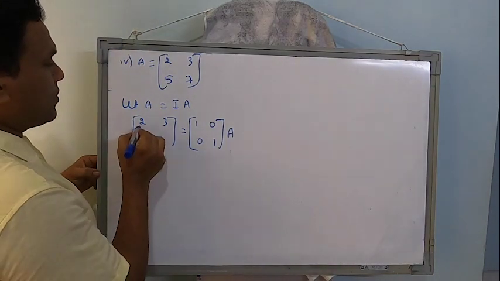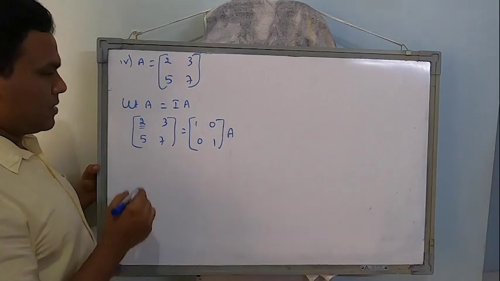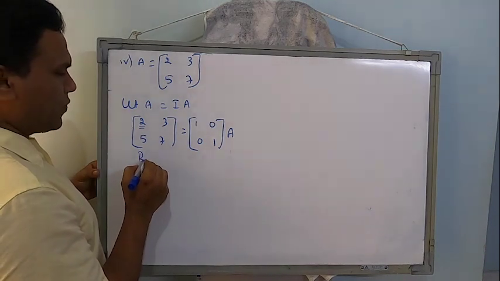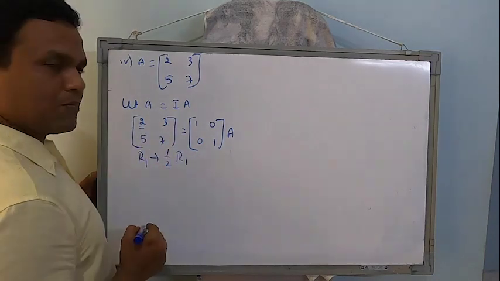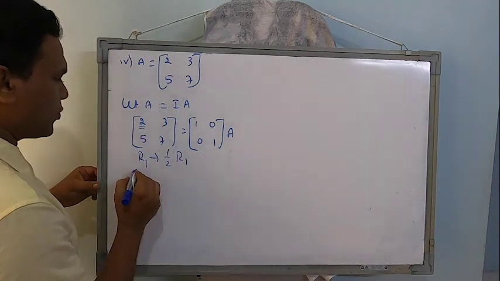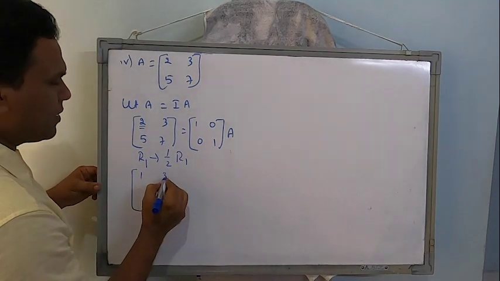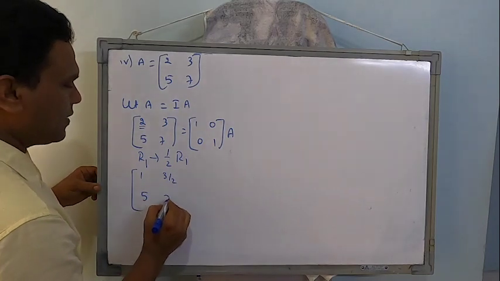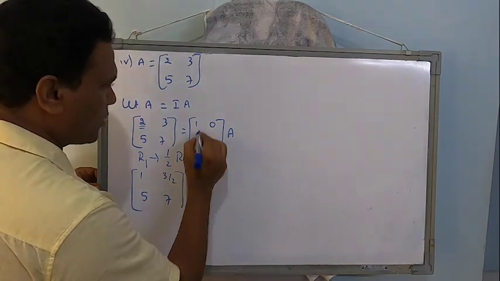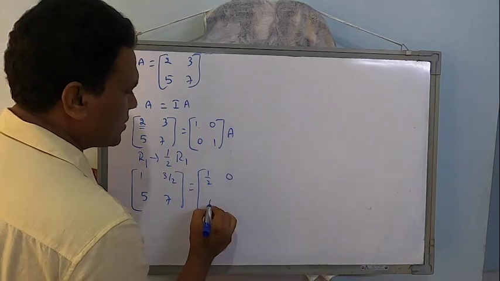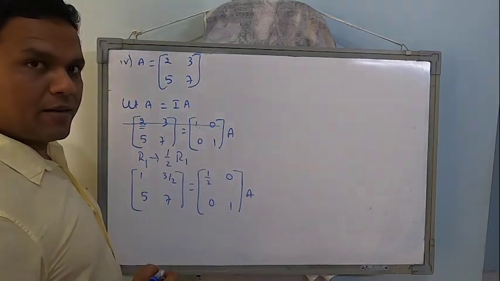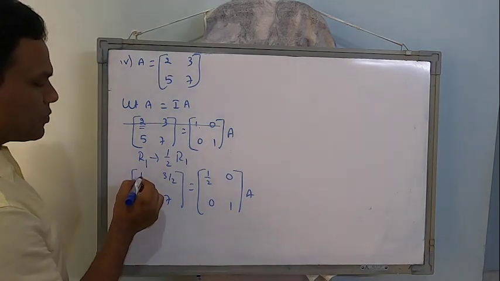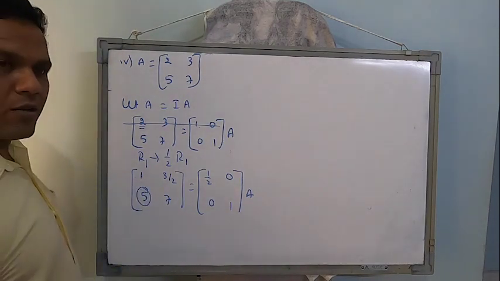What was your aim? You have to make this element 1. So simply I am going to go for R1 as 1 by 2 times R1. Each element will be divided by 2. So this is going to be 1, 3 by 2, 5, 7. Here also you have to perform 1 by 2, 0, 0, 1. This is R1, that is the meaning. Clear? The next thing. This is 1, and now I will concentrate on this element.